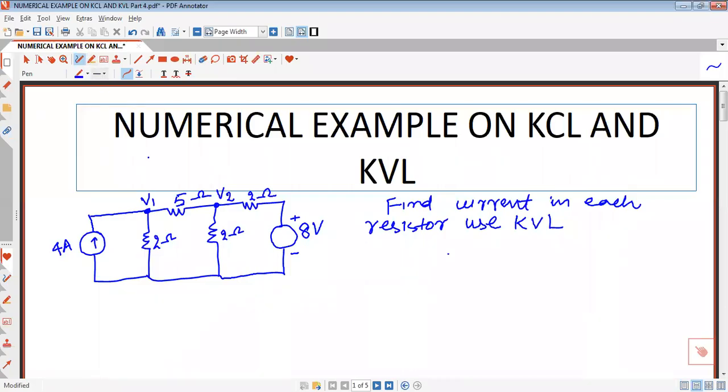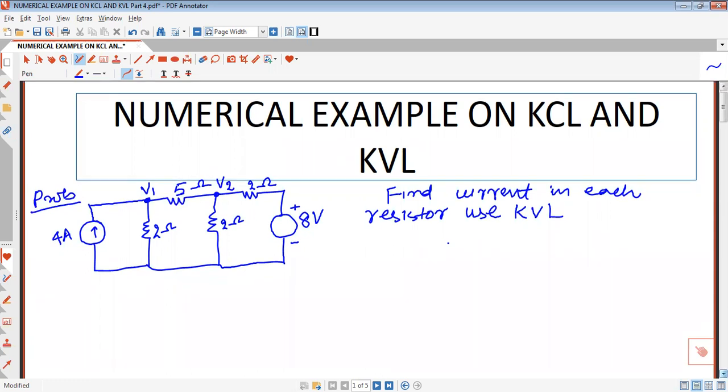Hello everyone. In this lecture, I am going to discuss some more numerical examples based on Kirchhoff current law and Kirchhoff voltage law. This is one of the problems where a 4 ampere current source is given here, and these are the resistances, and an 8-volt source is given here. In this question, it is required to find the current in each resistor using Kirchhoff voltage law. So this problem can be solved very easily by using the Kirchhoff voltage law.